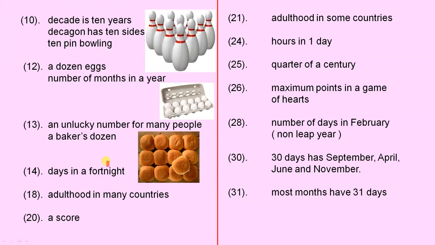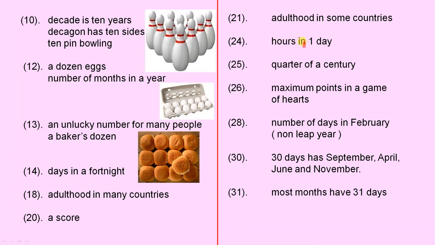14, how many days in a fortnight? That is the number of days in 2 weeks. 18, that is adulthood in many countries. So these days in many countries, when you reach 18, you are called an adult. The number 20 is referred to as a score. That's just an old term which refers to the number 20. 21, in some countries you have to be 21 to be an adult. Certainly in the past, many, many years ago, you had to be 21.